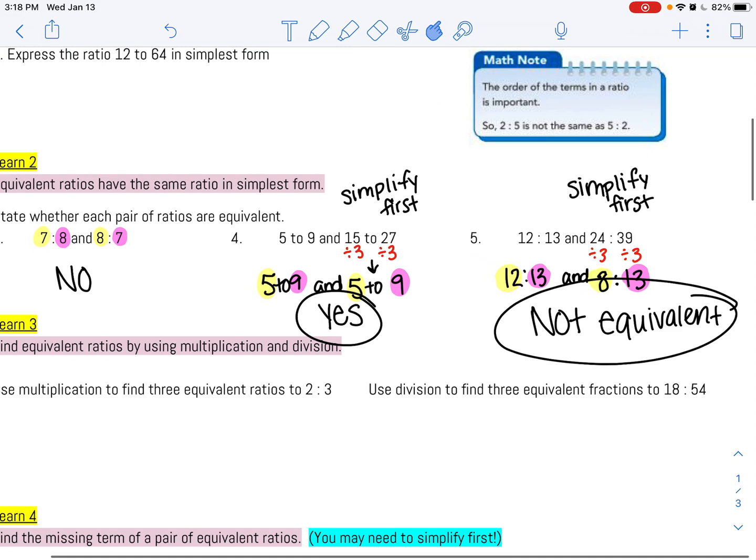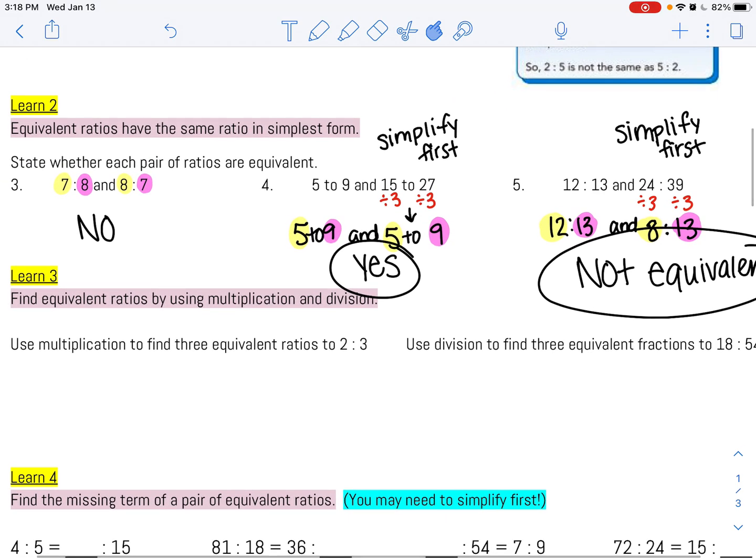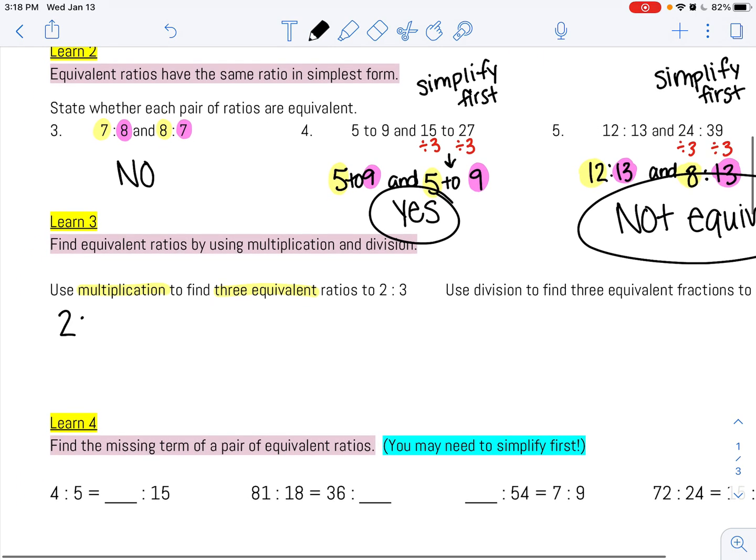Let's look at our next learn. So from here, what we're going to be looking at is how to find equivalent ratios by either using multiplication or division. When given one ratio, can we come up with more equivalent ratios to it? So in this first example, our directions are to use multiplication to find 3 equivalent ratios to 2 to 3. So I'm starting with 2 to 3, and I want to use multiplication, or multiply these numbers by something, to come up with 3 more examples.